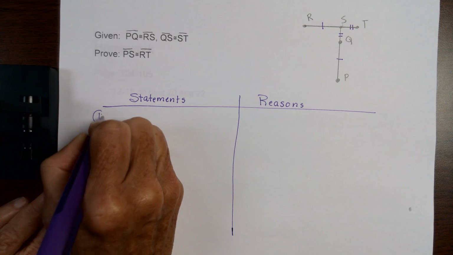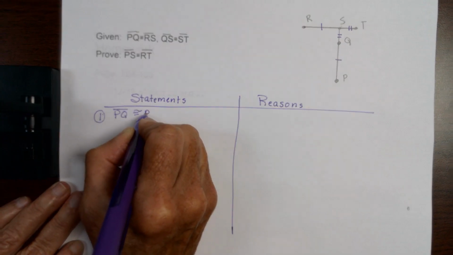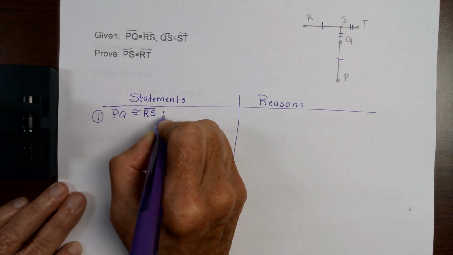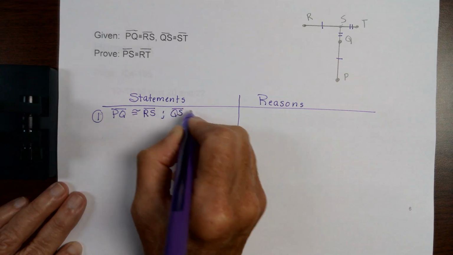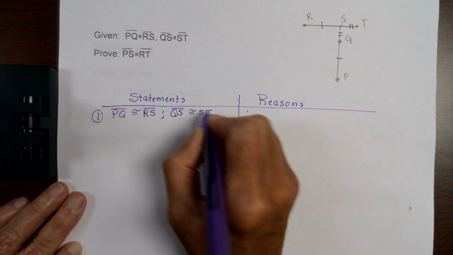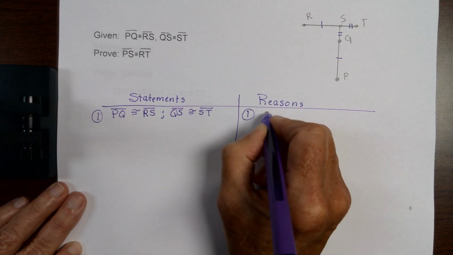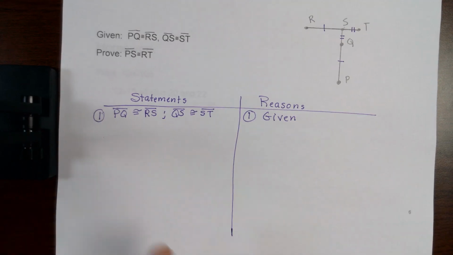All right, first step, I write down my given, PQ is congruent to RS. You'll notice in the book sometimes they separate the given and put them on two separate lines, but I always just put them all together at the beginning of the proof. All right, that is given. I'm going to have to do a little math on this, and when I do math on segments and I have congruency, I have to take the congruency off.